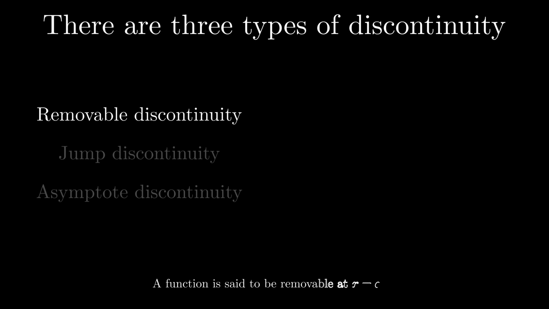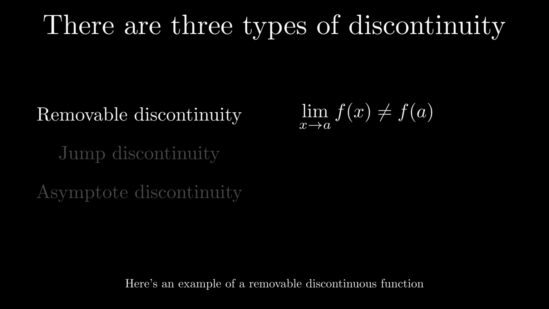A function is said to be removable at x equals a if the limit of f of x as x approaches a is not equal to f of a. Here's an example of a removable discontinuous function.